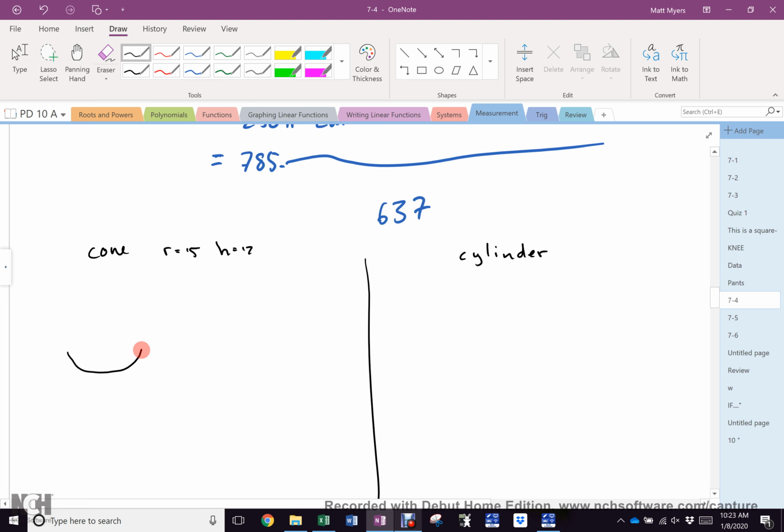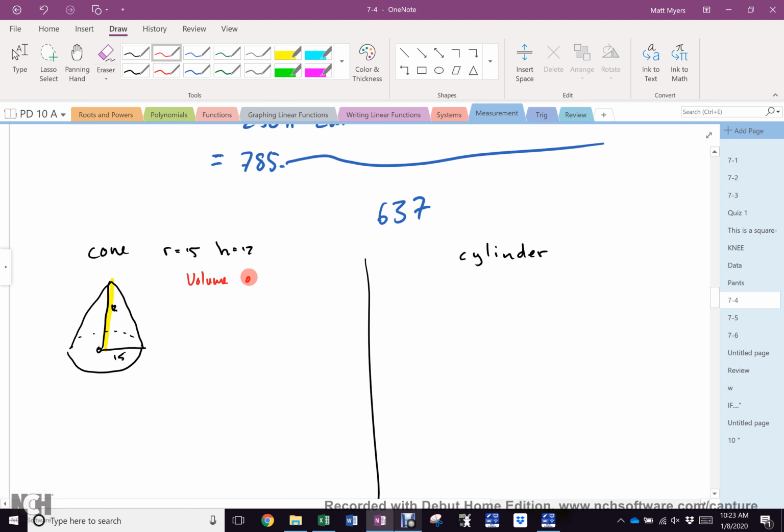So the cone would have looked like this. 15. Height of 12. Now, this is another thing that trips you young folks up. In surface area, did I need the height? No, I needed the slant height. In volume, do I need the slant height? No, in volume, I need the height. Okay? So that's the first warning right here.